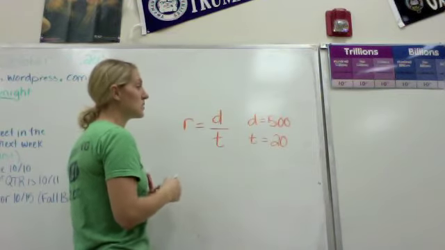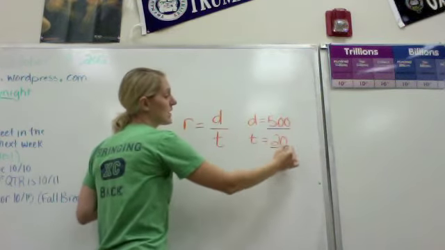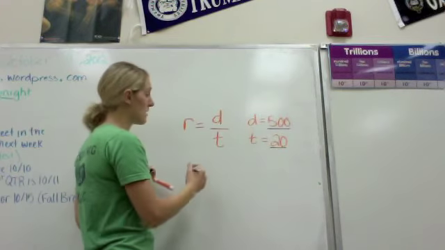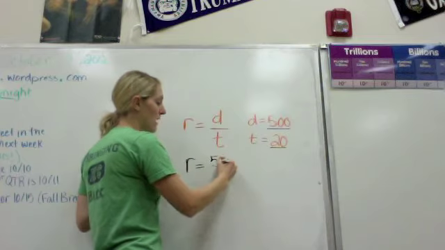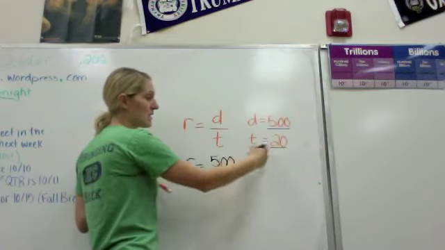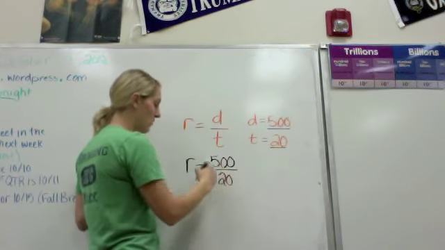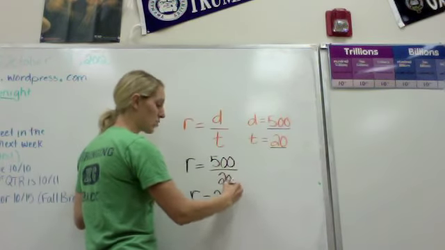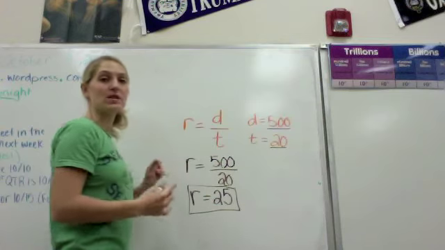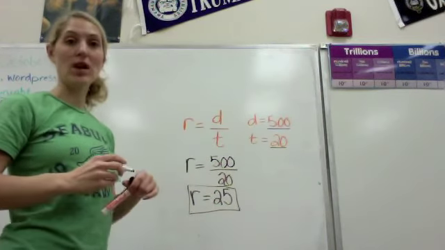All that I'm going to do is plug these values for d and t, substitute those values into the equation. So r now equals, d is 500, so 500 divided by t, which is 20. So 500 divided by 20, I know is 25, so the rate will be 25. So you're just substituting values into the actual equation and solving.